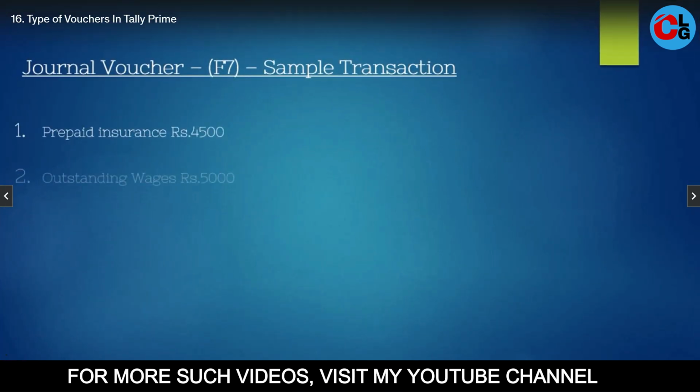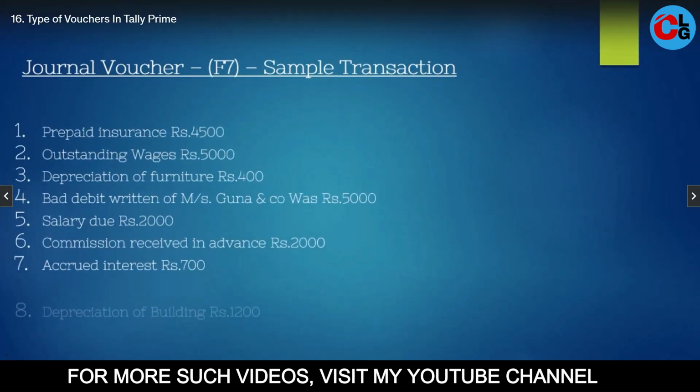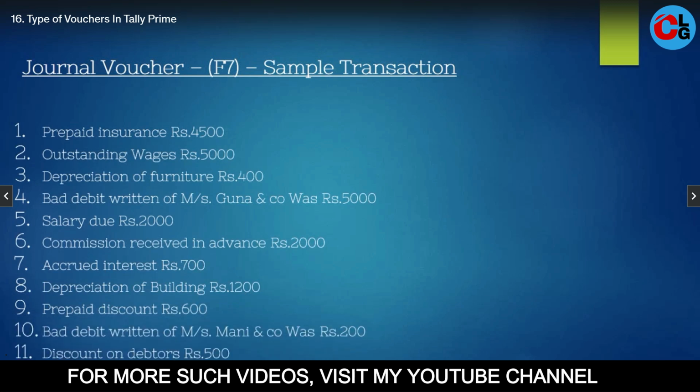The sample transactions for the journal voucher are prepaid insurance 4,500, outstanding wages 5,000, depreciation of furniture 400, bad debts written off Gyanyagya Private Limited 5,000, salary due 2,000, commission received in advance 2,000, accrued interest 700, depreciation of building 1,200, prepaid discount 600, bad debt written off of MS Money Co was 200, discount on debtors 500. So these kinds of simple transactions we can use the journal voucher.